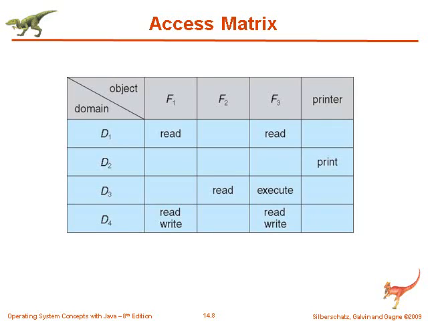Here is a simple access matrix with only 4 domains, D1 through D4, and 4 objects: 3 files, F1, F2, F3, and 1 printer. D1 has read-only access to F1 and F3. D4 has a superset of this. It can also access F1 and F3, but for writing as well as reading. D3 cannot access F1 at all, but can read F2 and execute F3. And notice that domain D2 is the only one that can print, at least for now.